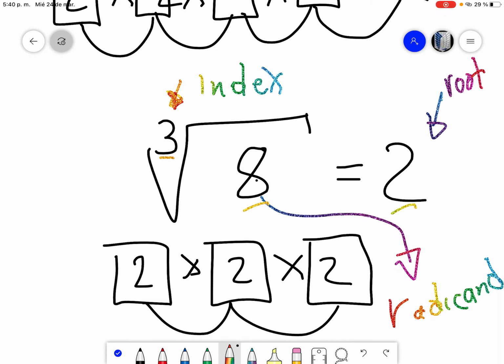By the way, if you don't see something in the index place, okay, for example, you get 64, but there's nothing here, okay? If there's nothing here, that means that there is an invisible 2 always there. When there is no index, you have to assume that it is 2 always, okay?